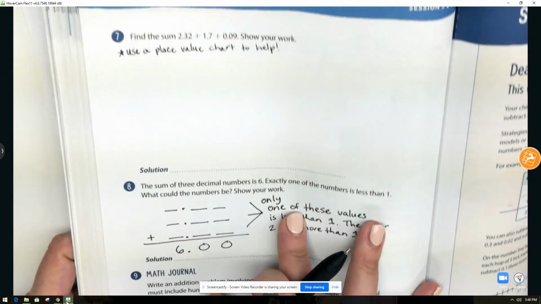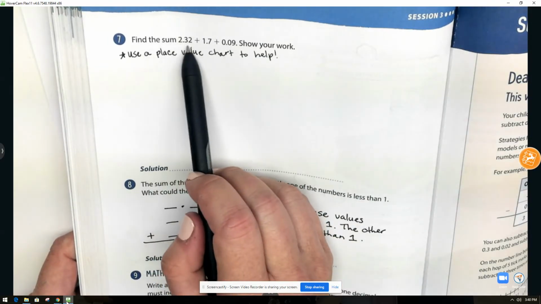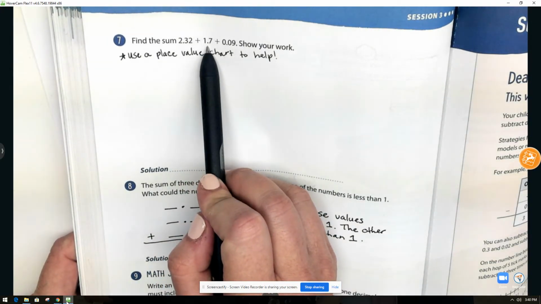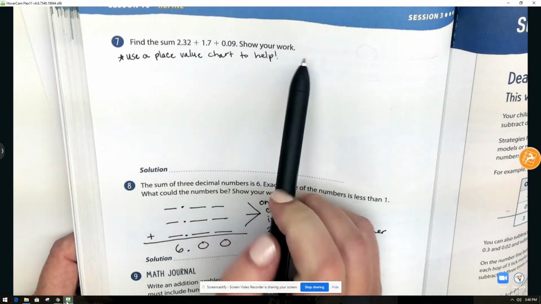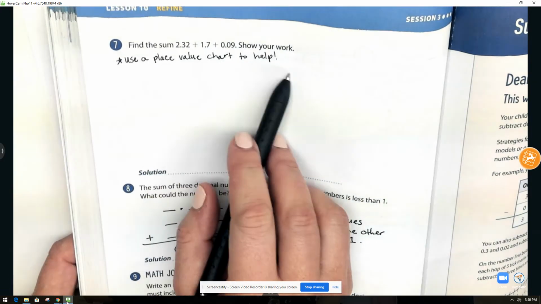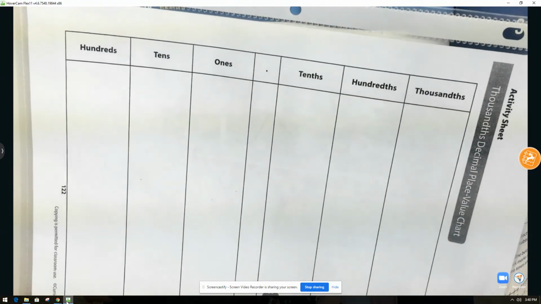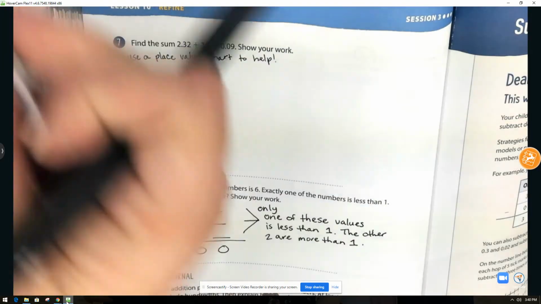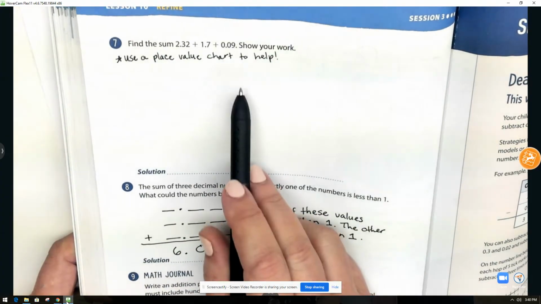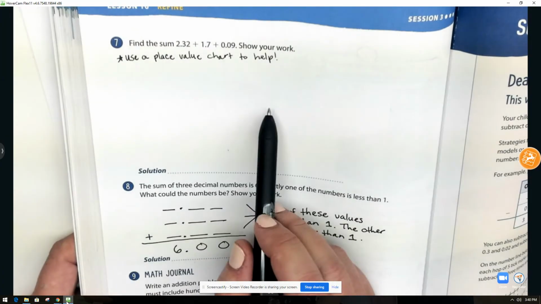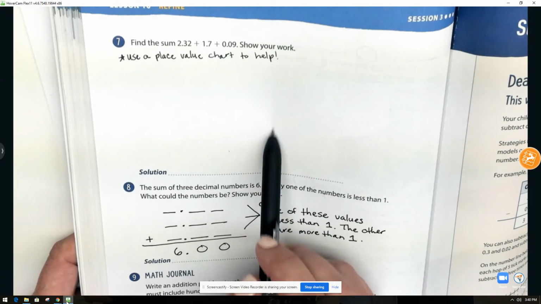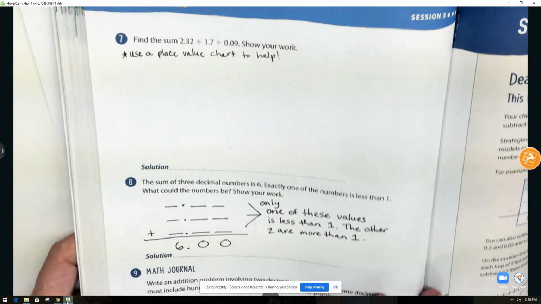Number 7 says, find the sum of 2 and 32 hundredths plus 1 and 7/10 plus 9 hundredths. Show your work. So if you are having troubles, use a place value chart to help. It's super, super helpful. Or you can use your stacking method, but if you're using the stacking method, make sure you line up all of your place values.